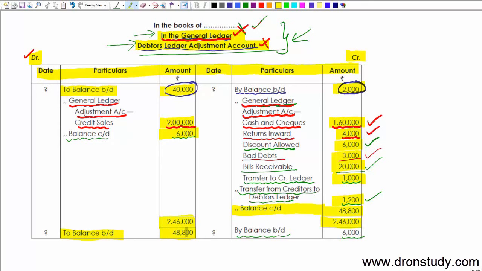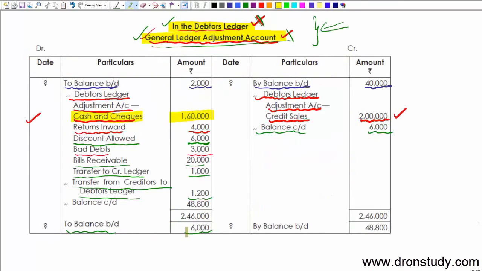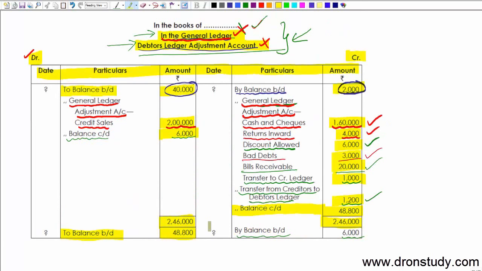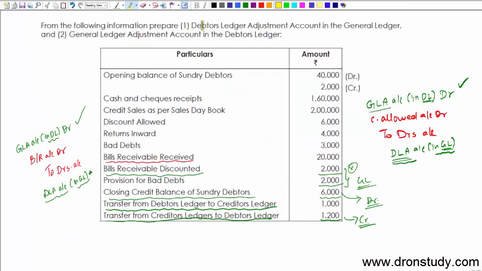This has to be repeated in the debtors ledger general ledger adjustment account. The total on the credit side is 2,46,000, so we are reproducing that here. On the debit side we'll have a balancing figure of 48,800. We'll say to balance carried down by balance brought down 48,800, and the 6,000 is also carried down here to balance brought down 6,000. In this way we have completed both the adjustment accounts: the debtors ledger adjustment account in the general ledger, and the general ledger adjustment account in the debtors ledger.